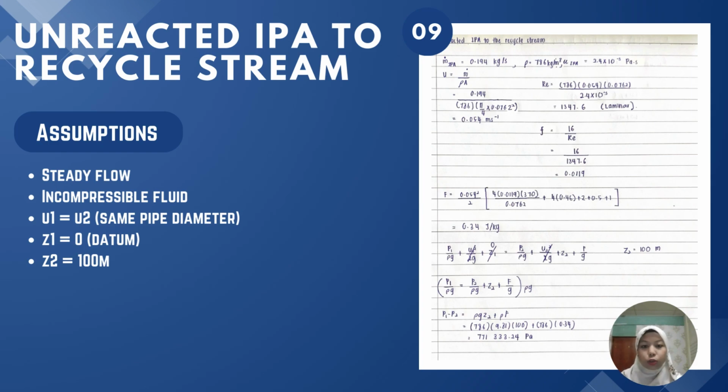As usual, we do the energy balance equation, where we will get P1 minus P2 equals rho g Z2 plus rho F. Substitute all the values, then we will get the pressure drop, which is 771,333.24 Pascal.